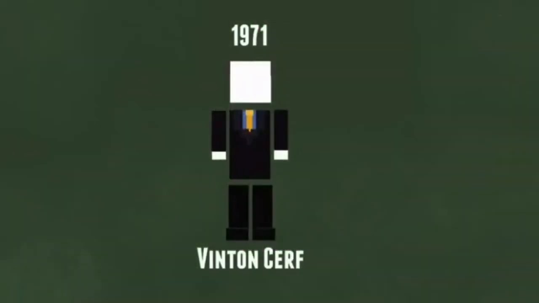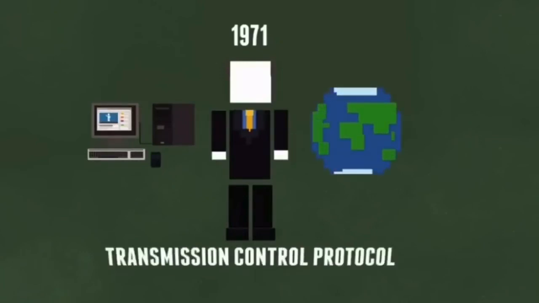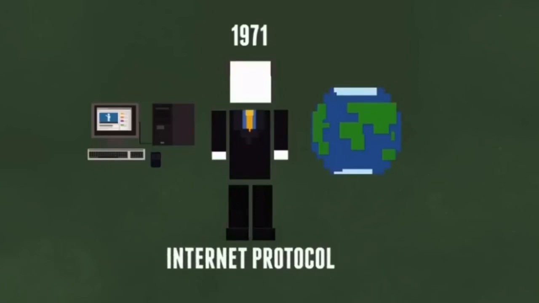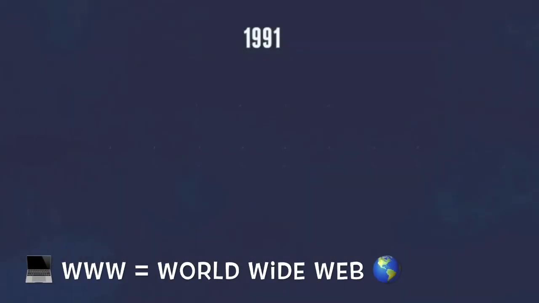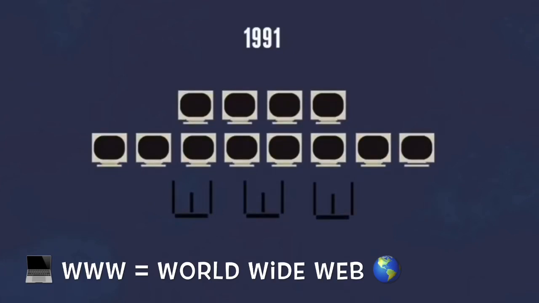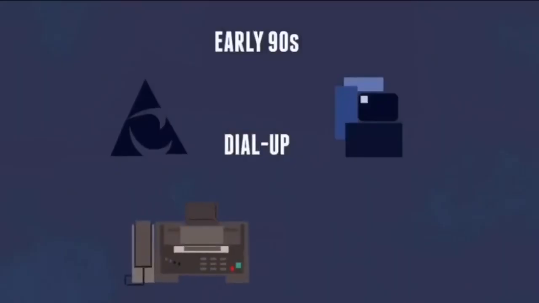In 1971, Vinton Cerf invented a way for computers to communicate virtually across the world. His invention was the Transmission Control Protocol, later called Internet Protocol, or as we know it today, the IP. In 1991, Tim Berners-Lee invented the World Wide Web, a network that anyone could use, not only the government. In those days, the internet worked using dial-up, meaning the telephone line, so you could not use the internet and the telephone at the same time.